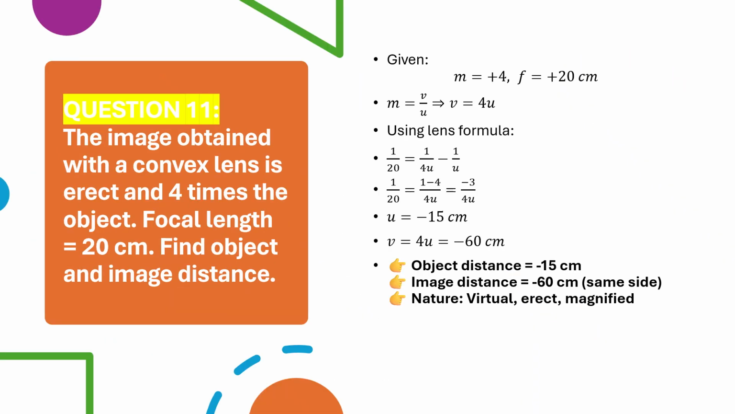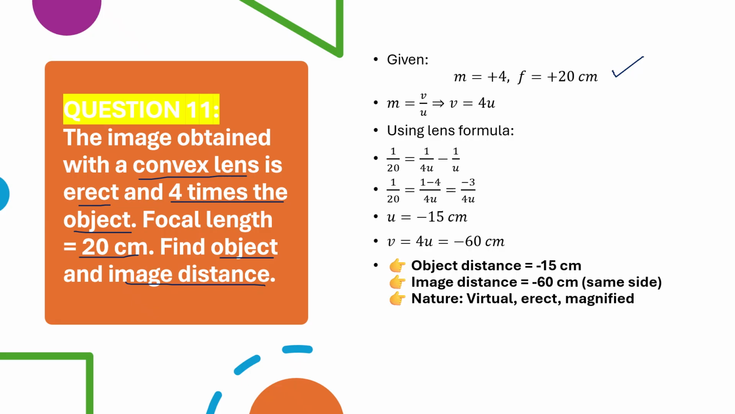Question number 11. The image obtained with the convex lens is erect and 4 times the object. Focal length is 20 centimeter. Find the object and image distance. Now here, what is M given? It is plus 4. And what is the focal length? Plus 20. Because what are we discussing here? About convex lens.